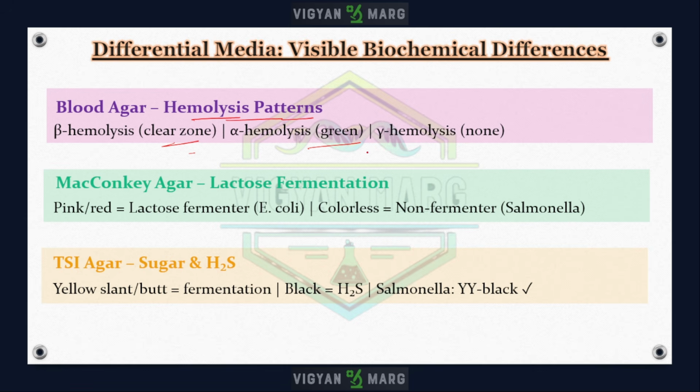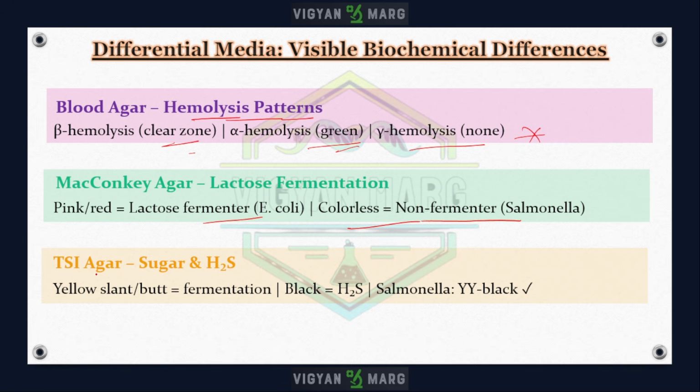And there is gamma hemolysis, where no hemolysis occurs and no change in the medium is seen. On MacConkey agar, differentiation is based on lactose fermentation, which I already explained previously. Lactose fermenters like E. coli produce acid and form pink or red colonies, whereas non-lactose fermenters like Salmonella and Shigella form pale or colorless colonies in the medium.